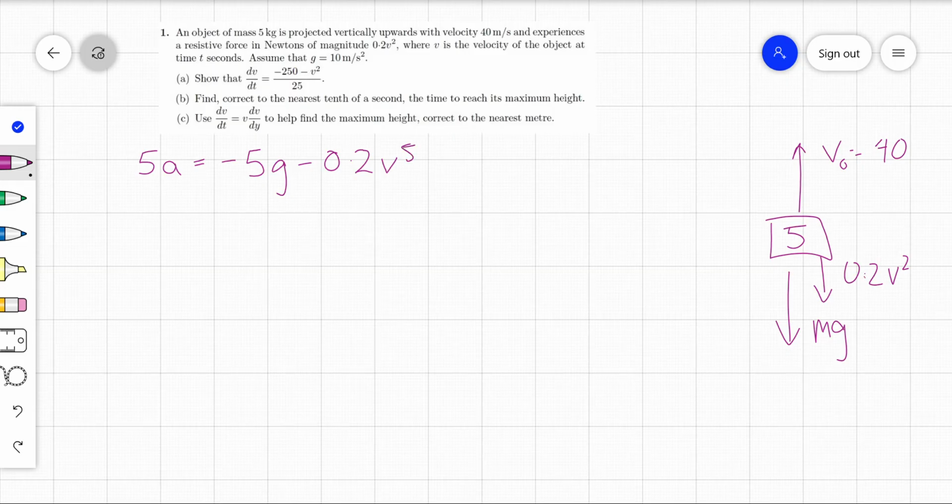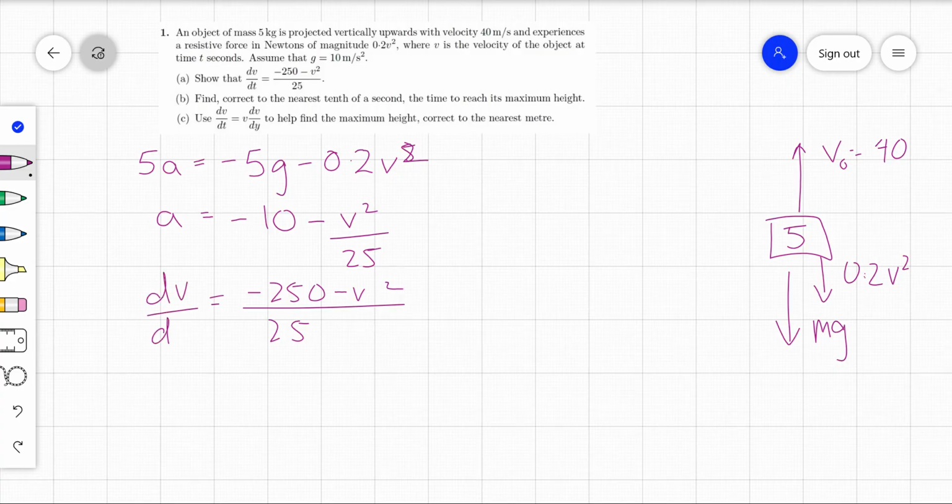So when we divide through by the mass, we get minus the gravity, and in this case I think we're told to use 10, and we've got a fifth v squared, and a fifth divided by 5 is now 1 on 25. All right, so we have all of that going for us. If we make a common denominator, you can see we've got minus 250 minus v squared, all over 25, which is what it wanted us to show for dv/dt.